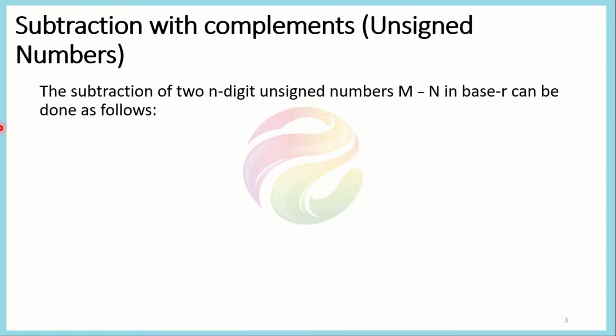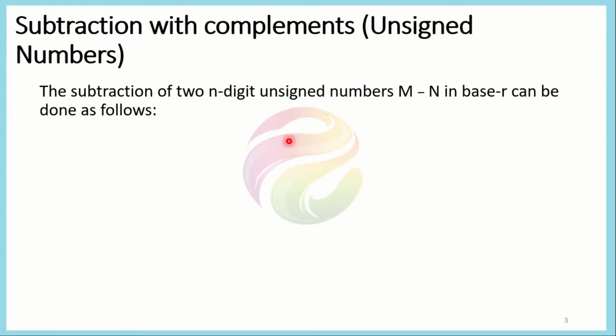For the first part, we will be discussing the subtraction process for unsigned numbers. By unsigned numbers, we mean that we are only representing the magnitudes of the numbers. We are not representing any sign, whether they are positive or negative numbers. We are just subtracting the magnitudes.